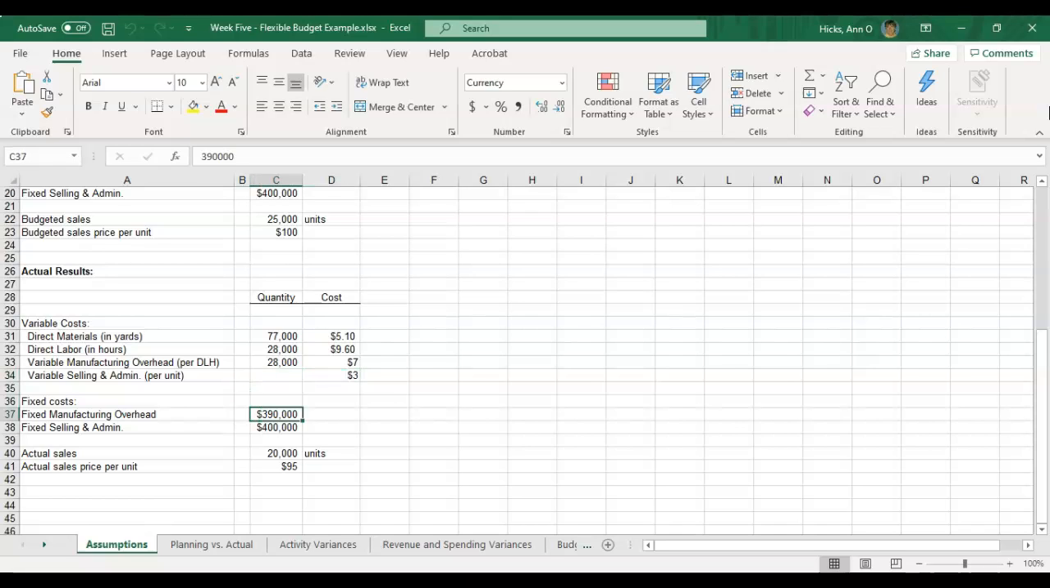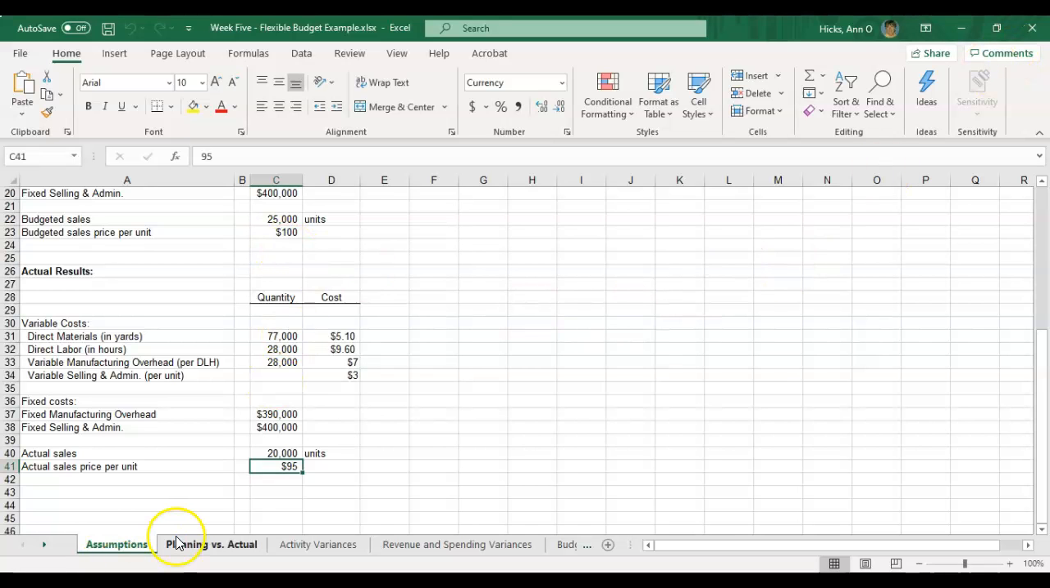Our fixed costs came in, fixed manufacturing overhead, actual came in at $390,000. Fixed selling and admin came in at $400,000. Our actual sales ended up being 20,000 units at a sales price of $95 per unit. Okay, so that's what actually happened.